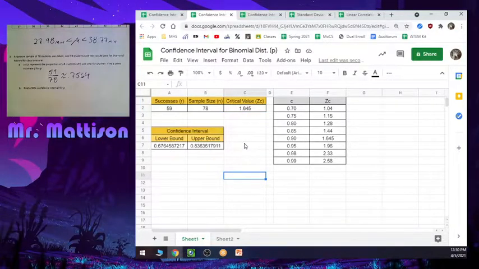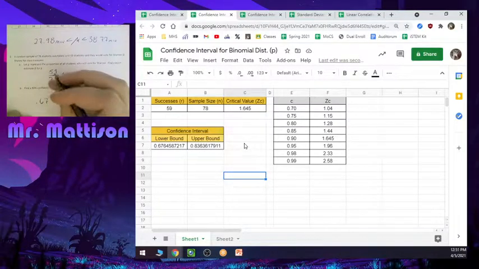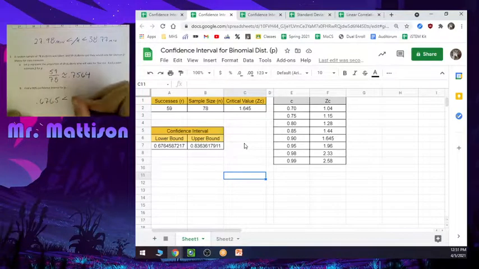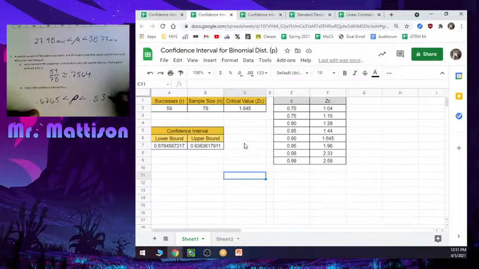So my lower bound is 0.6765. And this is an estimate for P, not for mu. And then our upper bound is 0.8364 if we round it.